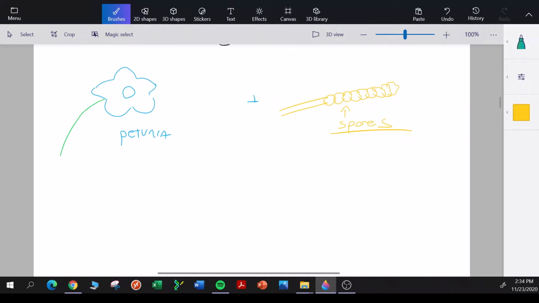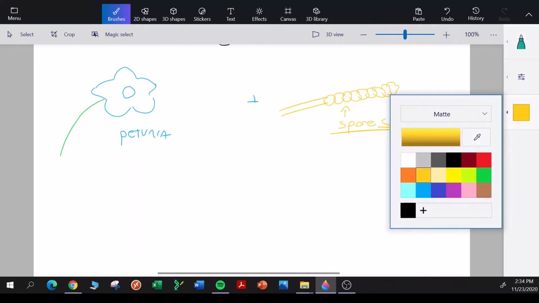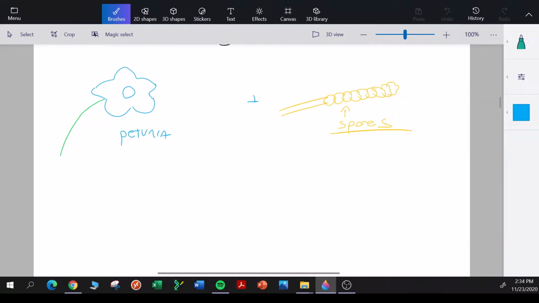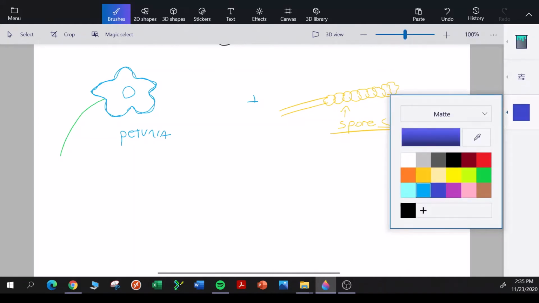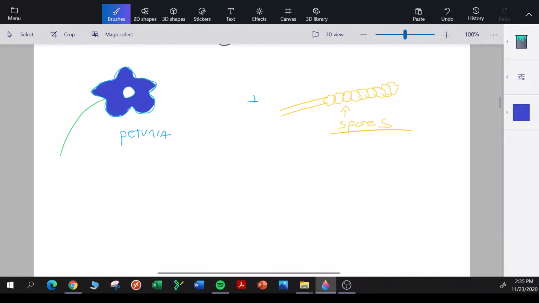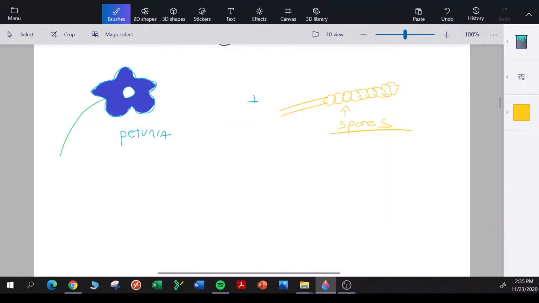Now, what I want to do is point out that I want to try and color this here blue or dark blue. Let's see if it works. Yep. And I want to color these orange without causing everything to turn orange. So all these spores are orange.